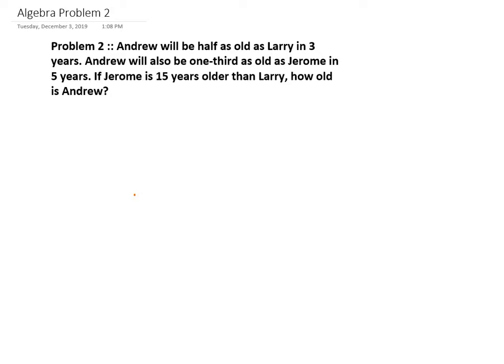So let's say this is today. Today, let's say Andrew is A years old and Larry is L years old, right? So now we'll write the situation after 3 years. Today plus 3 years. So in 3 years, Andrew's age will be A plus 3 and Larry's age will be L plus 3.